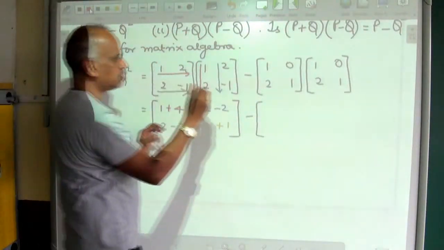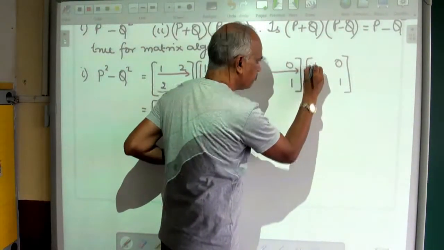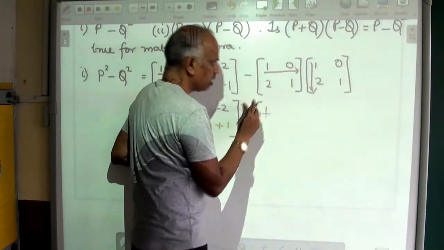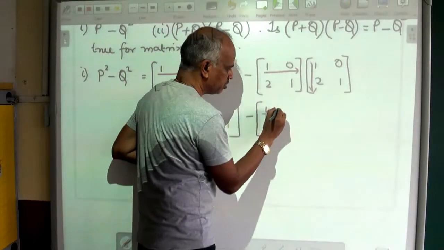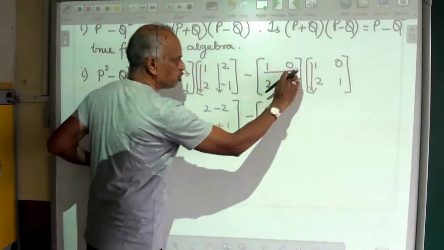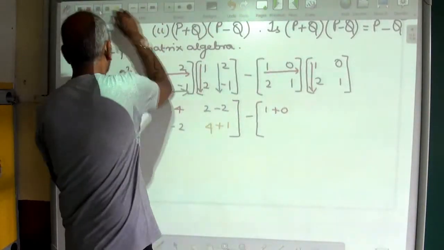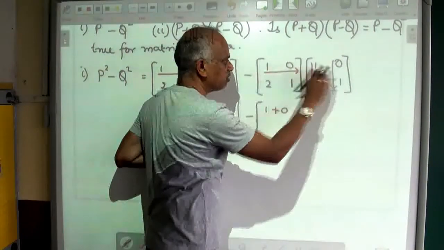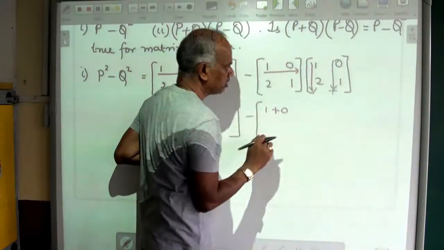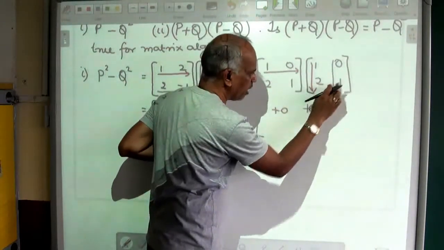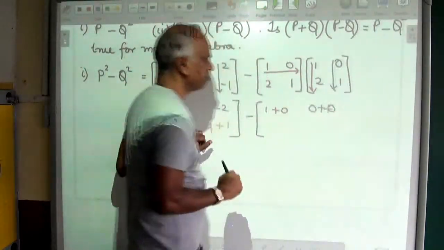Same thing. First row with first column. That means 1 into 1, which is 1, plus 0 into 2, which is 0. Then first row with second column. So we are going to use the second column now, which means 1 has to be multiplied with 0 and 0 with 1. So 1 into 0 is 0, plus 0 into 1, which is also 0.